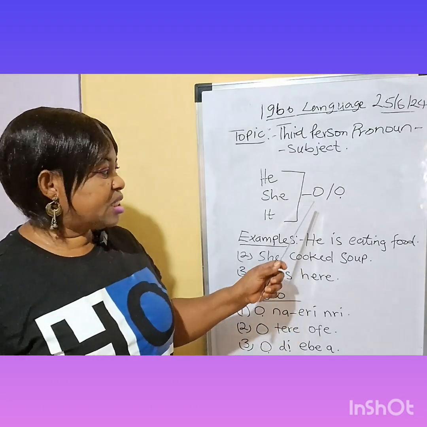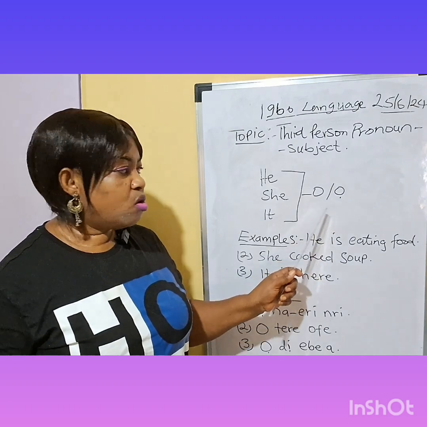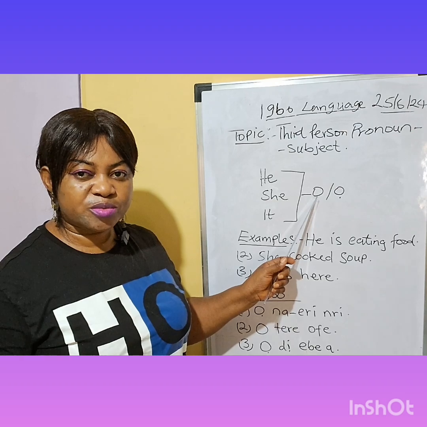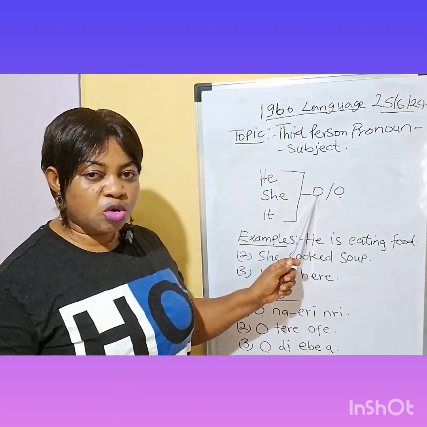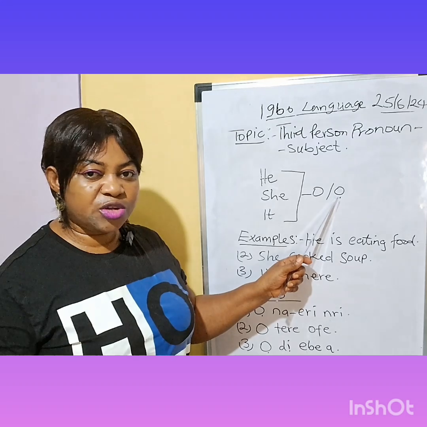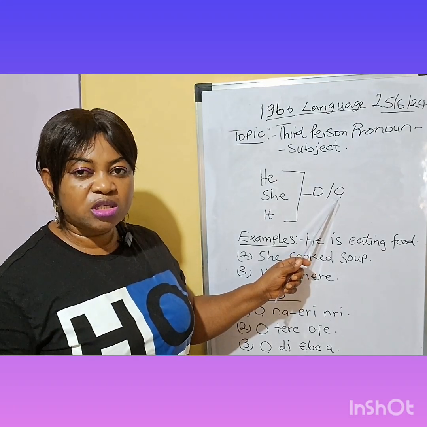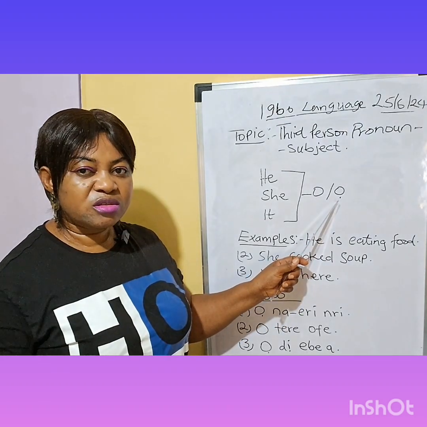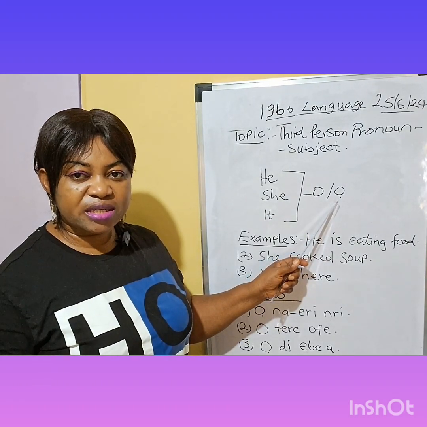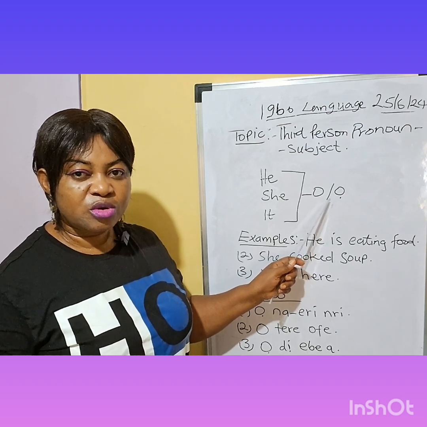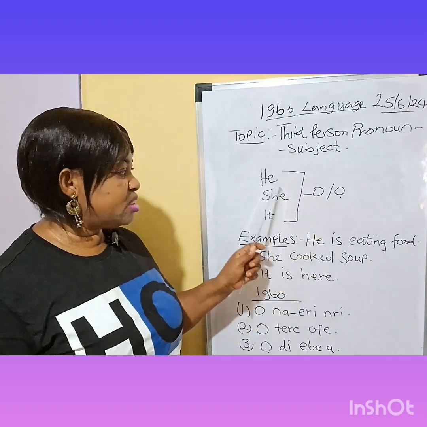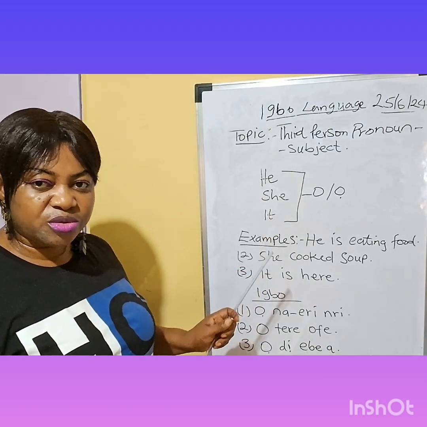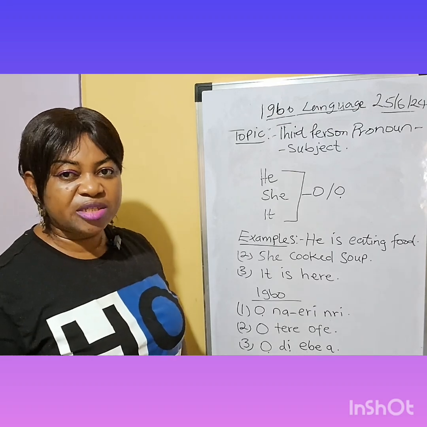In Igbo, you have them as O and the O. O without dot, you call it O in Igbo. Then you have O with dot, you call it O in Igbo. O and the O, they are called Nnochiaha in Igbo. O and the O represent he, she, and it in Igbo as a pronoun or Nnochiaha.